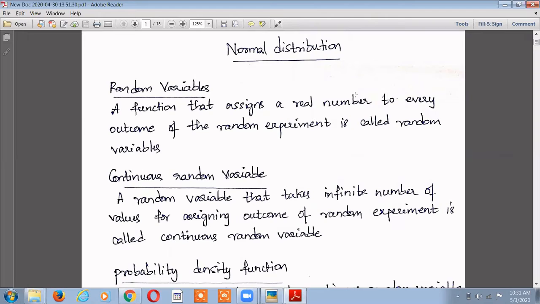Hello everyone, welcome to today's session on normal probability distribution. Before moving to the normal probability distribution, let us study some prerequisite basic definitions for the normal distribution.